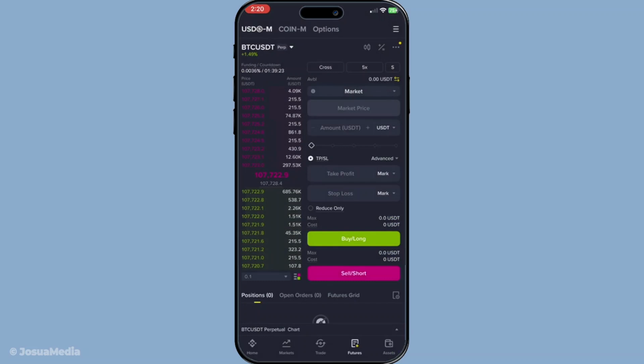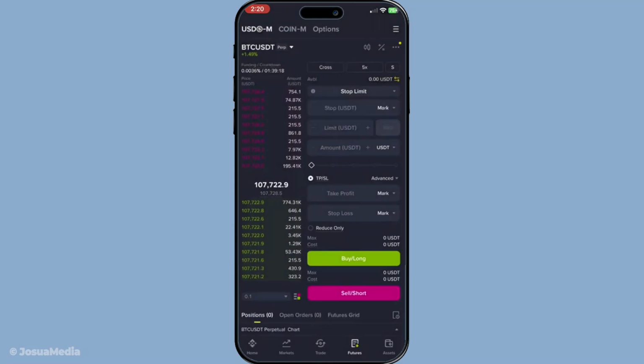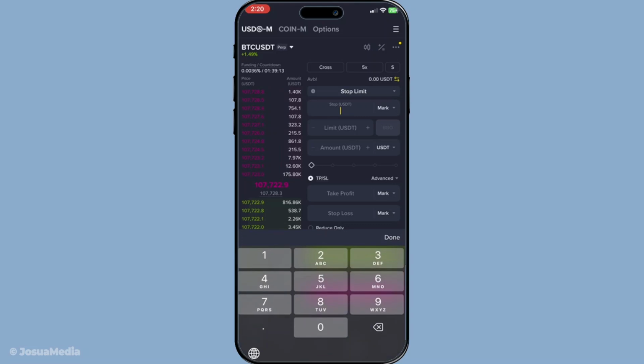Now look for the order types available and tap on the one labeled Stop Limit. This order type is pivotal for traders who want more control over their trades. Moving on to the details of your order, it's time to input three crucial pieces of information: the stop price, the limit price, and the amount. The stop price is the specific level at which you want your order to be placed in the order book. Meanwhile, the limit price is the worst price at which you are comfortable making that trade. Lastly, the amount refers to the quantity you want to buy or sell.